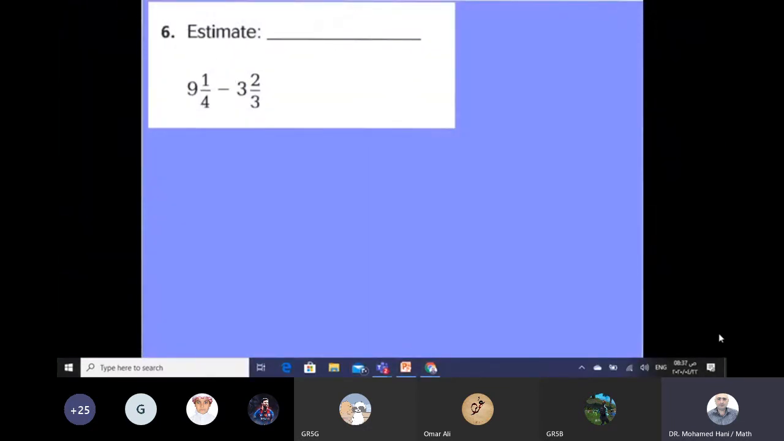All right, let's look at number 6. First, let's estimate. I'm going to say 9 1/4. What do you think? I would think it's close to 9 wholes because 1/4 is hardly shaded in. All right, minus 3 2/3. If I have 2/3, I know it's cut into 3 parts and 2 are shaded in. That's almost a whole. So let's go ahead and call this 4 wholes. So 9 minus 4, our difference should be about 5 wholes.